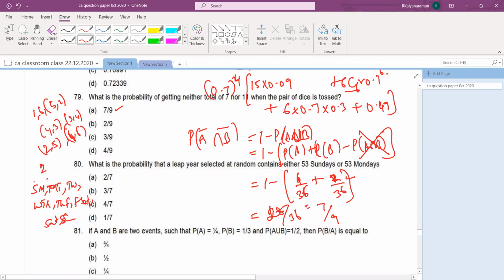53 Sundays means Sunday will come in Sunday-Monday and Saturday-Sunday. So it is 2 by 7 plus Monday. Monday will come in Sunday-Monday and Monday-Tuesday. So that is another 2 by 7. The intersection of these two is 1 by 7. So this is 1 by 7. So 3 by 7 should come.